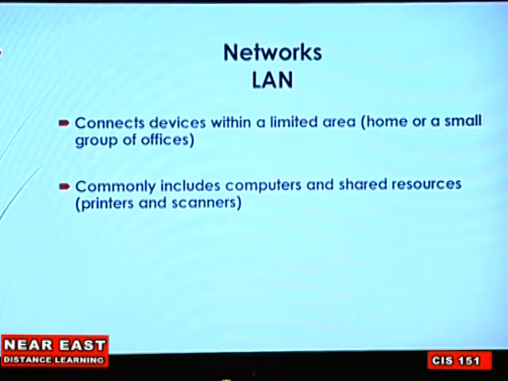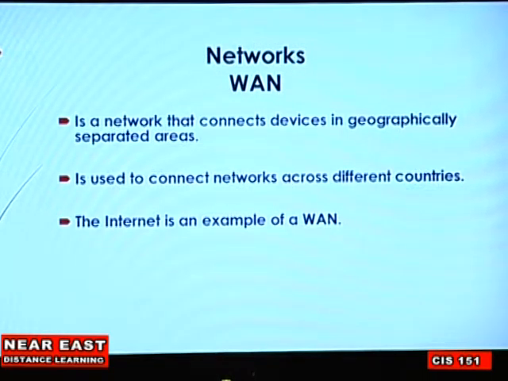There are two types of network. Let's say the local area network, which is LAN, which has a limited area. You can say a home or a small office or group of offices. It commonly includes computers and shared resources like printers and scanners. So in a local area, you can share a printer and scanner. The second type we have is WAN. WAN is wide area network, which is, let's say, the internet.